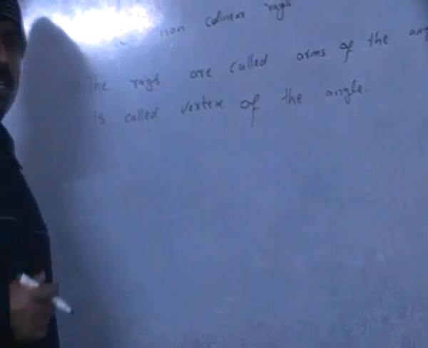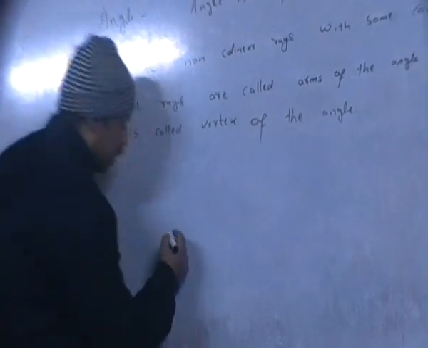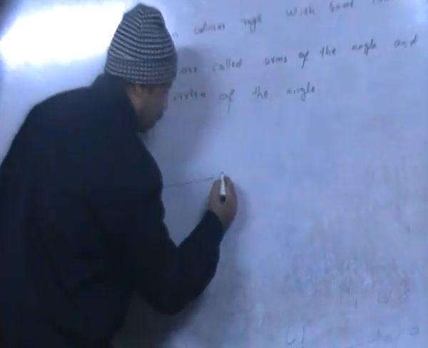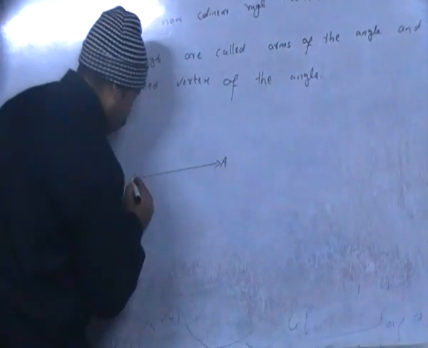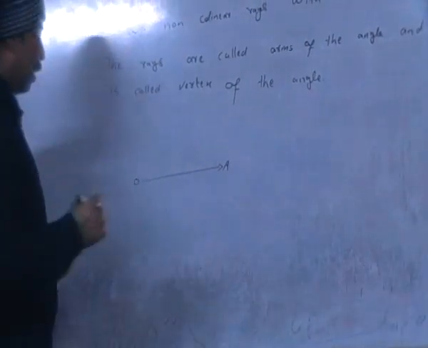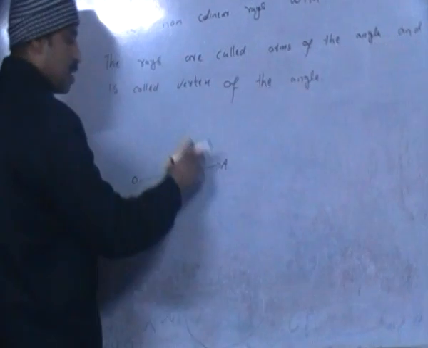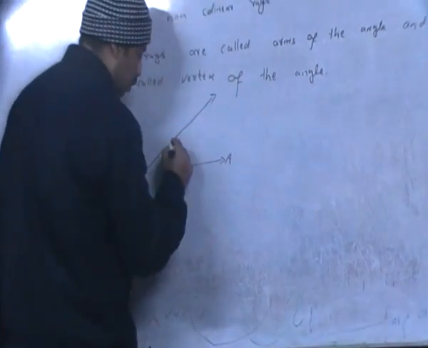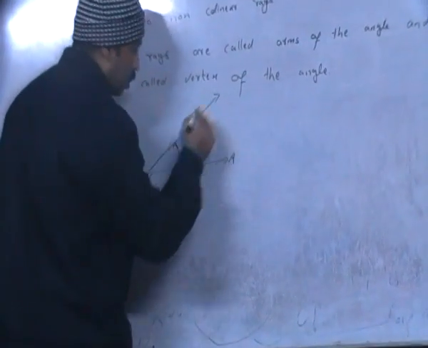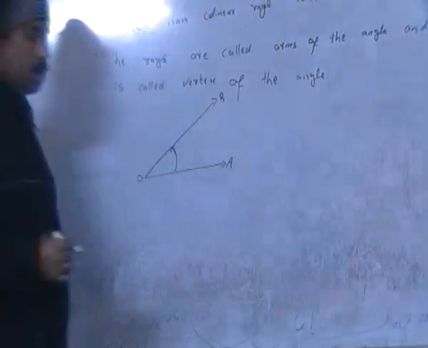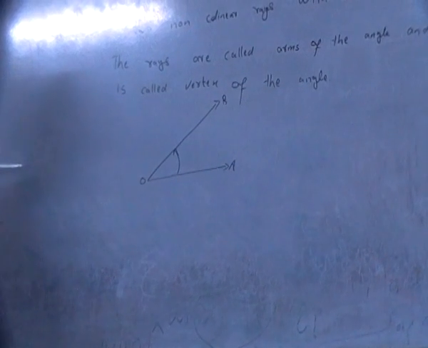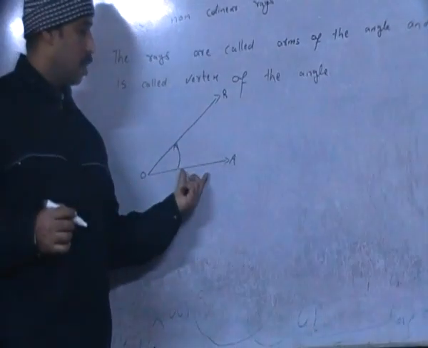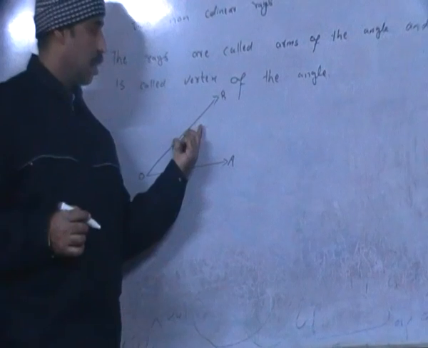How can we draw an angle? Here is a ray OA, and we rotate this ray in the anti-clockwise direction to B. There is one ray and a second ray.